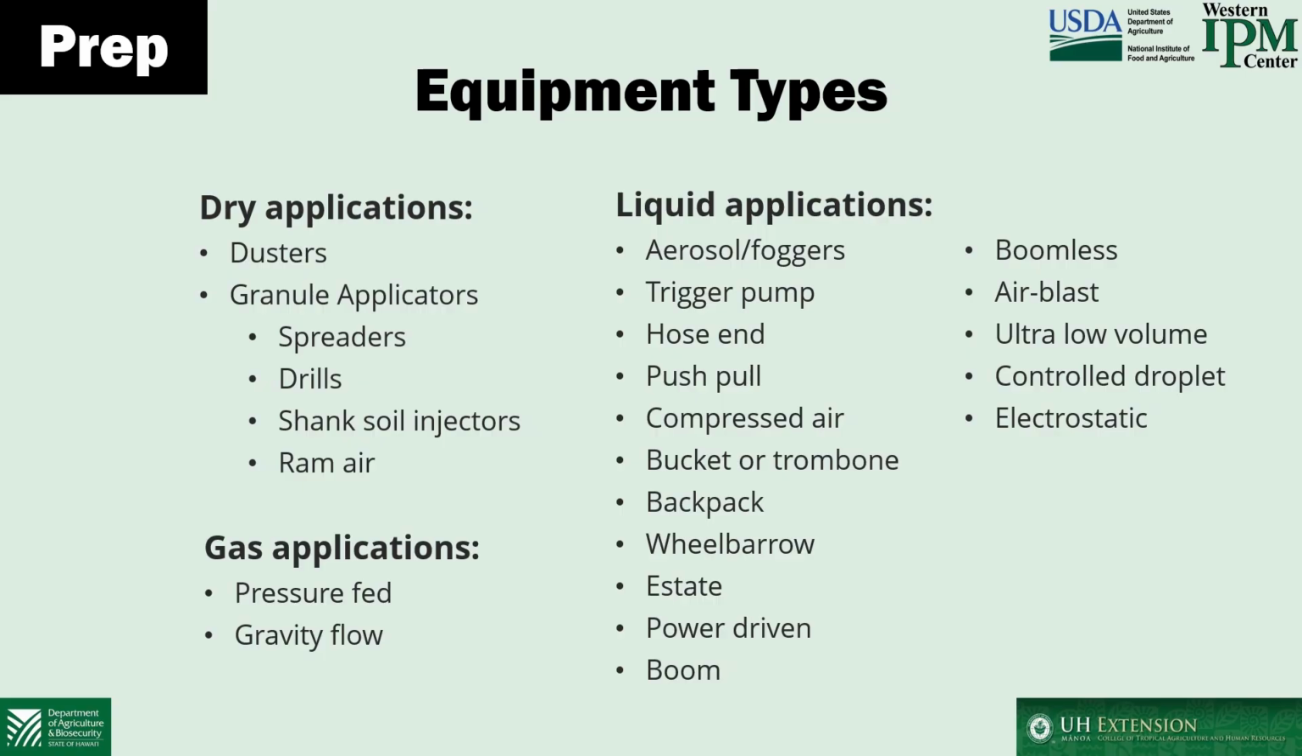Air blast. This is another thing for orchards. It has a fan that sprays up into the canopies of the trees. Ultra low volume is an aircraft thing, very low volume sprays over huge areas. Controlled droplet and electrostatic. There's a lot of different application equipment. This is why we can't really explain in detail in a class without actual equipment in front of us. But the concepts are the same: you need to understand your output and your speed, etc. Okay.